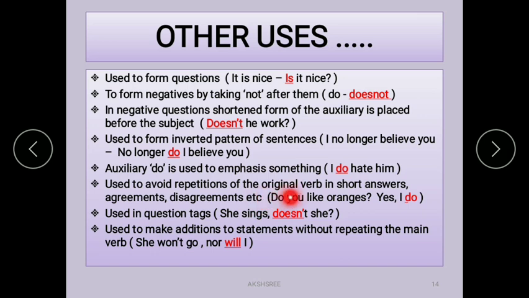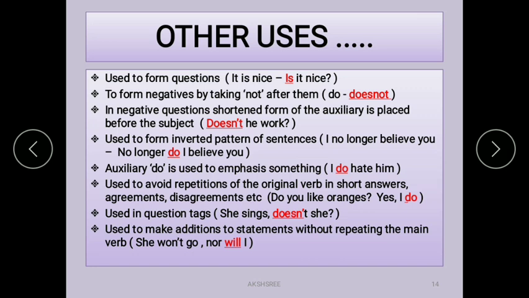Auxiliaries are used to avoid repetition of the original verb in short answers, agreements, disagreements, etc. That is, when a question is asked and we have to reply in a short sentence or yes or no, instead of repeating the whole sentence, we will use an auxiliary verb. For example, do you like oranges? Yes, I do. What does I do mean? Yes, I like oranges. Instead of that, we will say I do. They are used in question tags: she sings, doesn't she? They are also used to make additions to statements without repeating the main verb, that is, she won't go, nor will I.